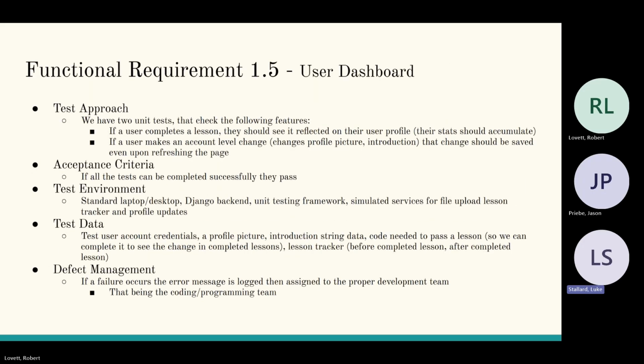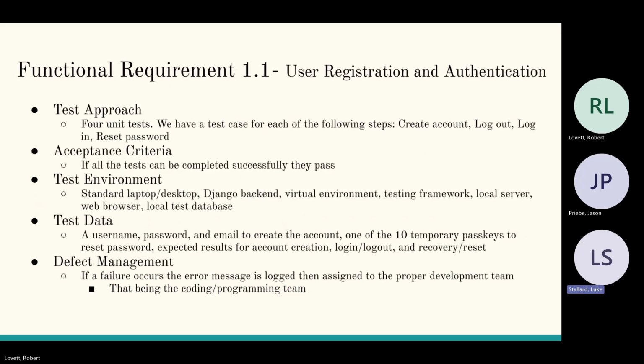For functional requirements 1.1, we focused on user registration and authentication. We created 4 unit tests that validate account creation, login, logout, and password reset. The acceptance criteria are simple. Each operation must complete successfully. We use the standard laptop, Django backend, virtual environment, and a test database. Any failures were logged and sent to the programming team.